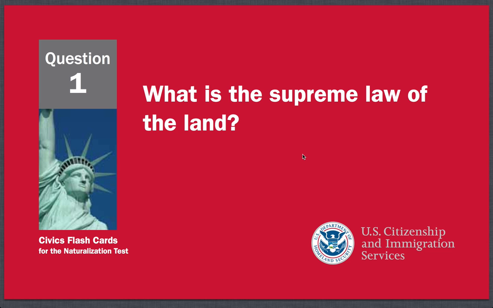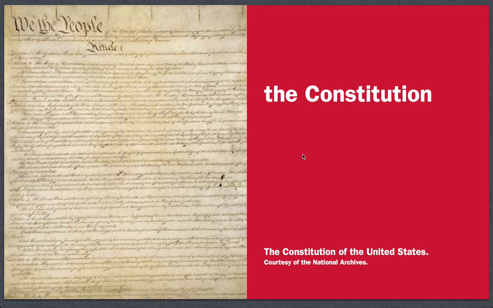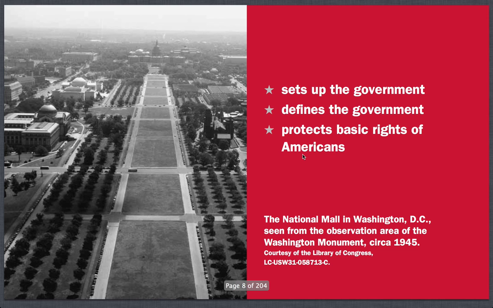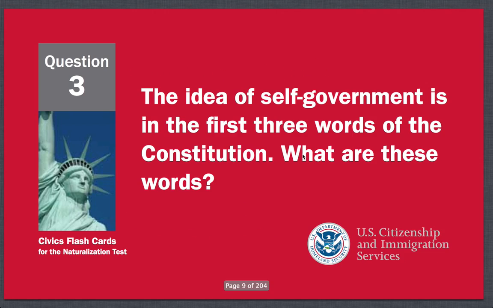So first question here, what is the supreme law of the land? And the Constitution is the supreme law of the land. And what does the Constitution do? It sets up the government, defines the government, protects basic rights of Americans.